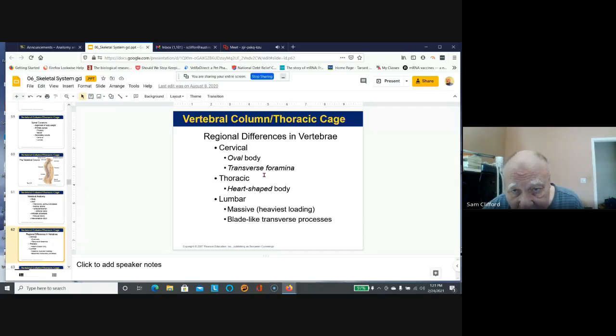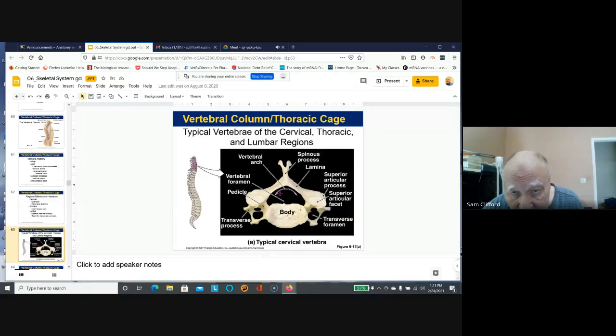So, what does that mean? That means that we have different shaped vertebrae depending upon the location in the spine. So, you should know the general body, the vertebral foramen, the spinous processes, the transverse processes. So, you should be able to recognize a typical cervical vertebra.